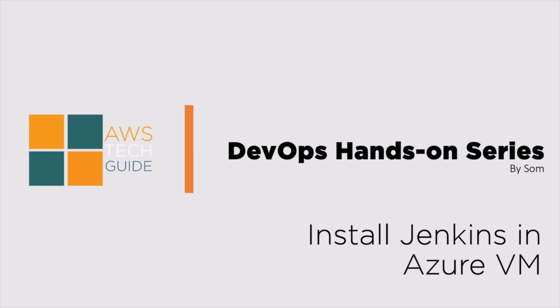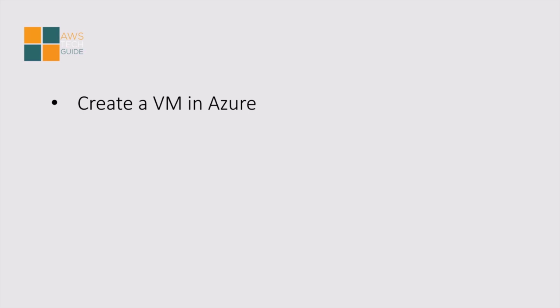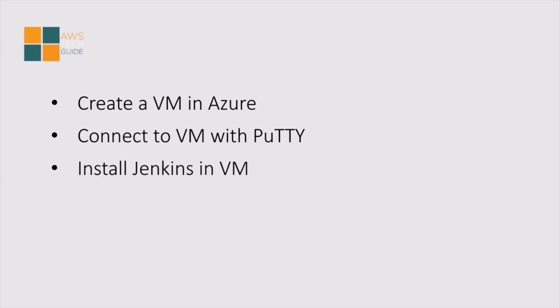Today in this session, I will tell you how to install Jenkins in an Azure virtual machine. We will be creating a virtual machine in Azure first. After that, we'll connect to the virtual machine with PuTTY from a Windows system, and we will install Jenkins in that virtual machine. So let's go to the Azure portal first.